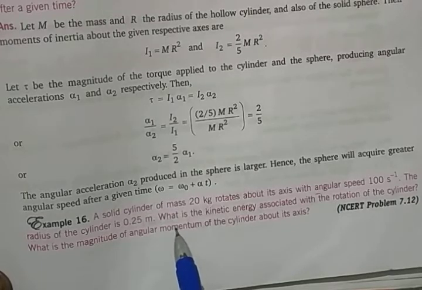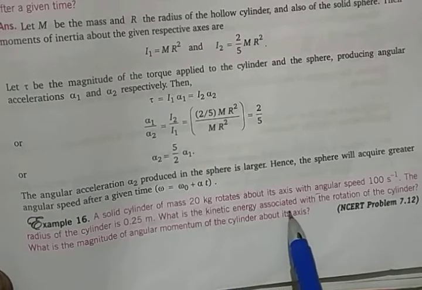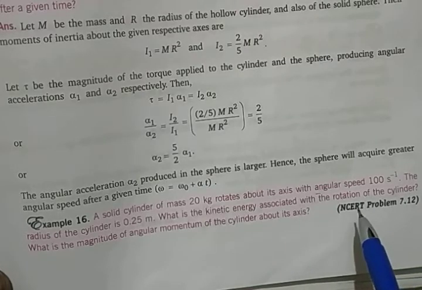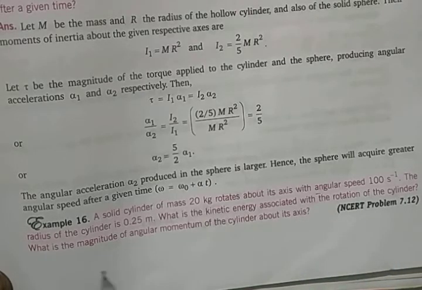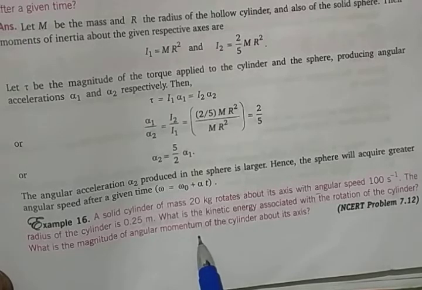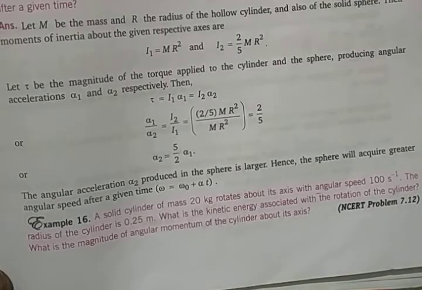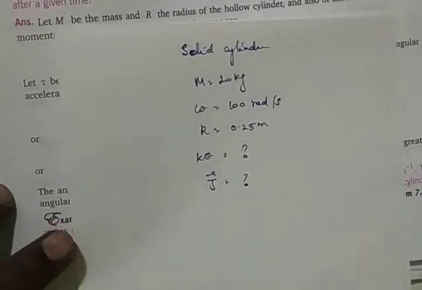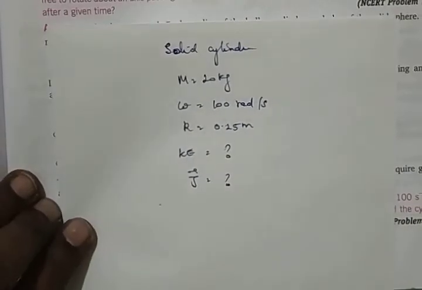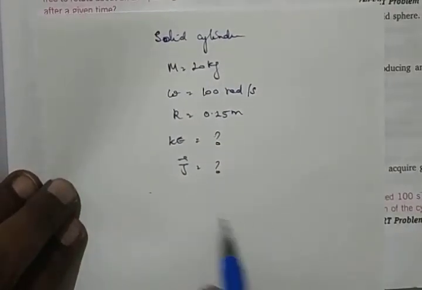Now the question is, what is the kinetic energy associated with the rotation of the cylinder? Kinetic energy is going to be equal to question mark. Please write down. And what is the magnitude of angular momentum? J vector is going to be equal to question mark. These two things are asked. So these are the basic parameters which are given here. Solid cylinder with M and all things are given here.